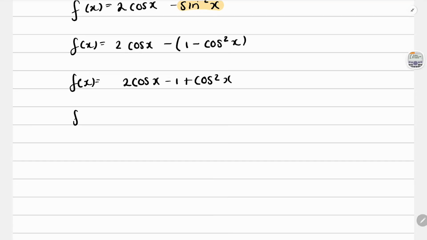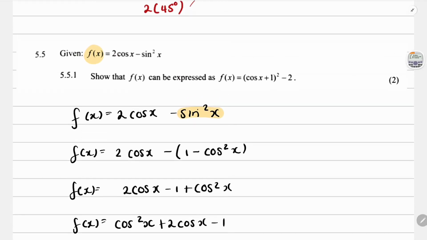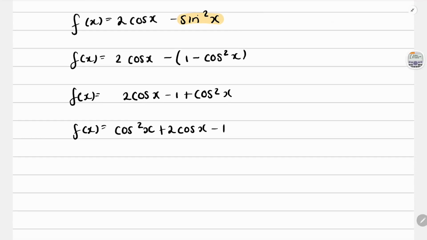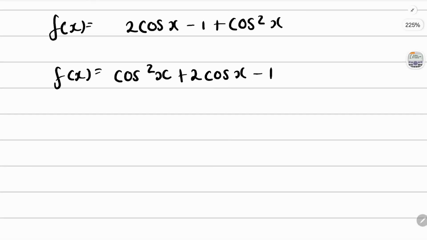Okay, it's a trinomial. Clearly it's a trinomial. We can put the one with the squared first, so it's in the order of its exponents. So cos squared x, and we have positive 2 cos x and minus 1. So can we get it to look like this? I'll think about factorizing, but remember, this is like saying k squared plus 2k minus 1, okay? If you look at k as if it's cos x.